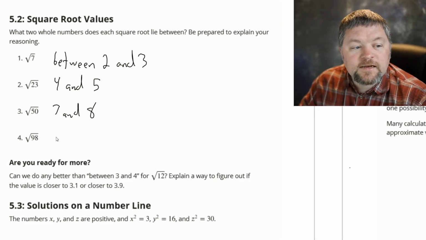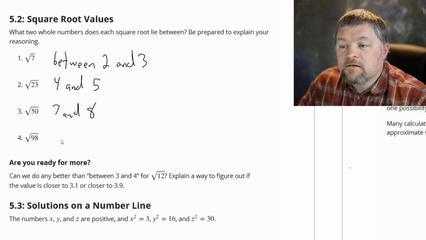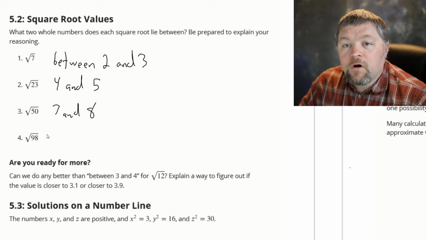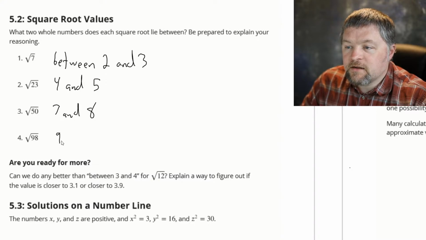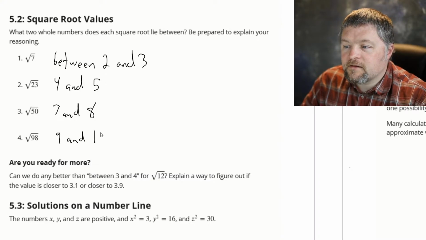Square root of 98. Well, we know that the square root of 81 is 9, and the square root of 100 is 10. So this has to be between 9 and 10.